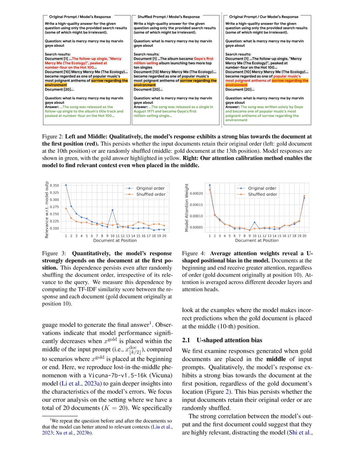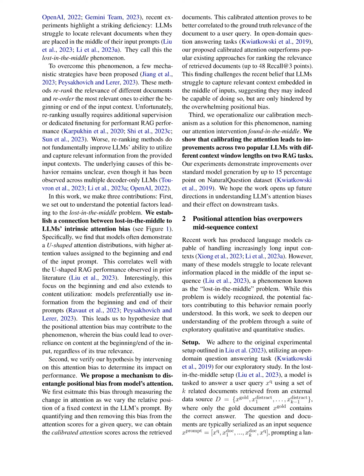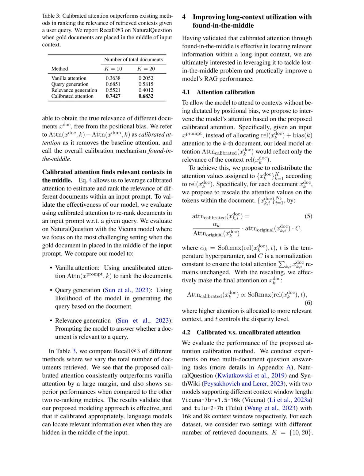the hypothesis. Additionally, the effectiveness of the attention calibration method is evaluated by comparing it to other methods such as vanilla attention, query generation, and relevance generation, focusing on the most challenging scenario where the gold document is placed in the middle of the input prompt. The results consistently show that the proposed calibrated attention outperforms the vanilla attention by a large margin, demonstrating superior performance compared to other re-ranking metrics.